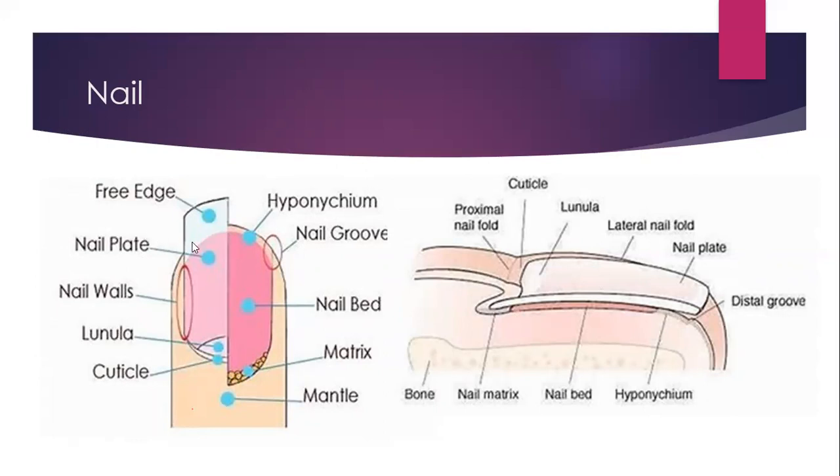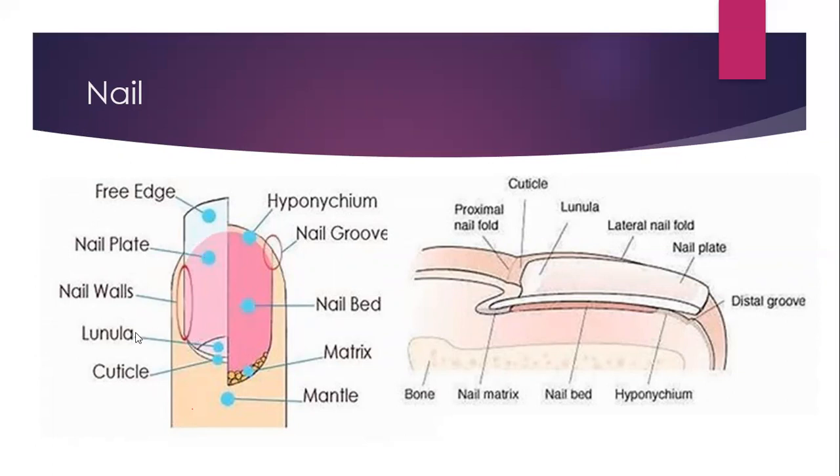So we've got your free edge. This is going to protect your fingernails from harm. Your hyponychium, which helps to prevent bacteria from going underneath your nail. Your nail plate, so this protects your nail bed and sensory nerves. So all that very sensitive, soft tissue underneath this nail plate is what it's protecting. You've got your nail walls, so this forms the frame of the nail for protection as well.